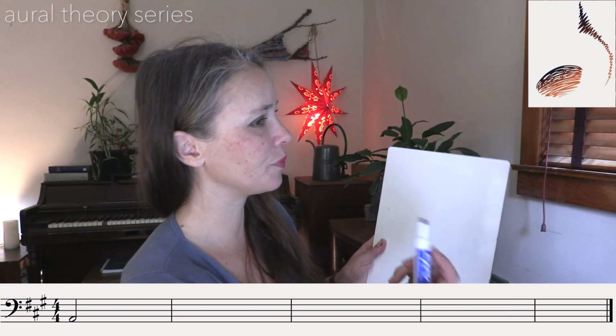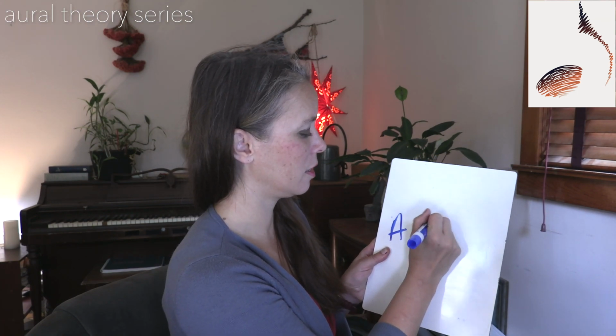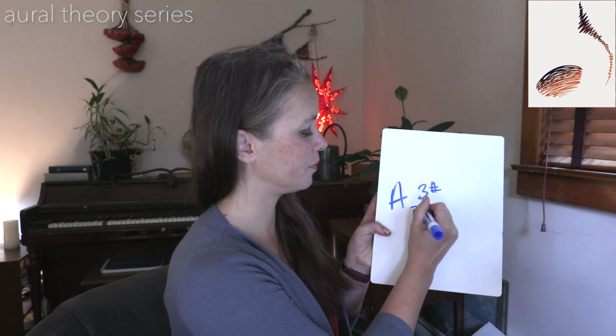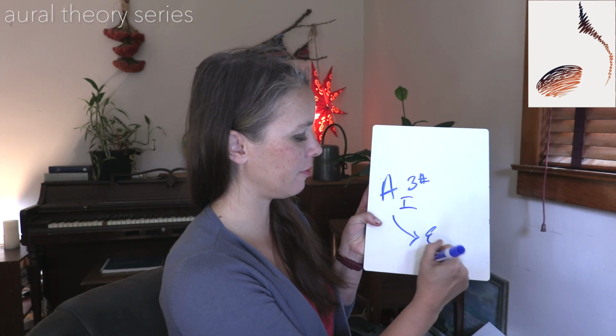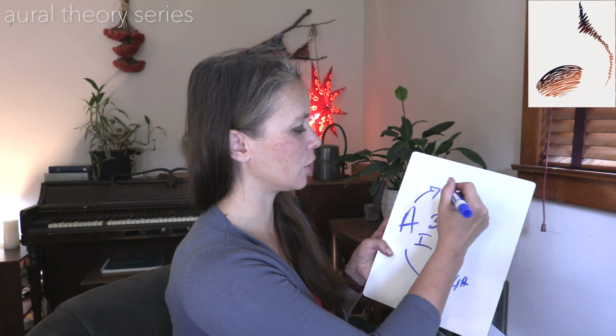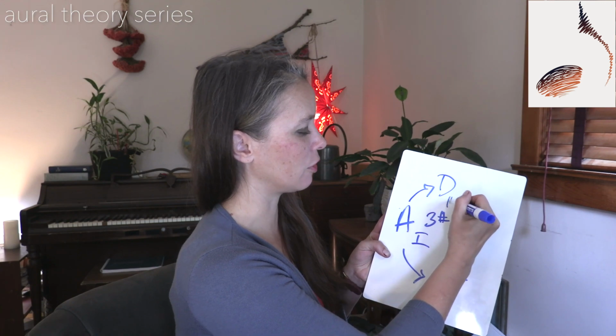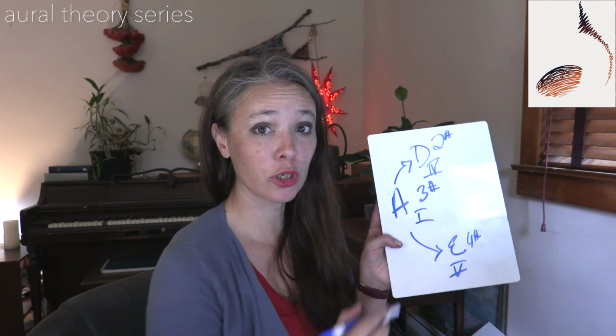The first thing you want to do when doing a modulating melodic or harmonic dictation is just take a quick second, think through the circle of fifths and decide where you're going. So we're starting in A major, which has 3 sharps. That's our 1. We could add a sharp and go to E, which is our 5, and that gives us 4 sharps. Or we could lose a sharp and get to D, which is our 4. That's two sharps. Okay, so those are our 2 major options.